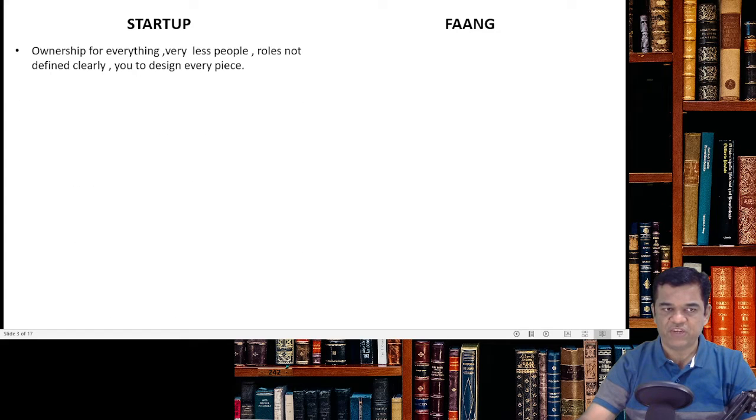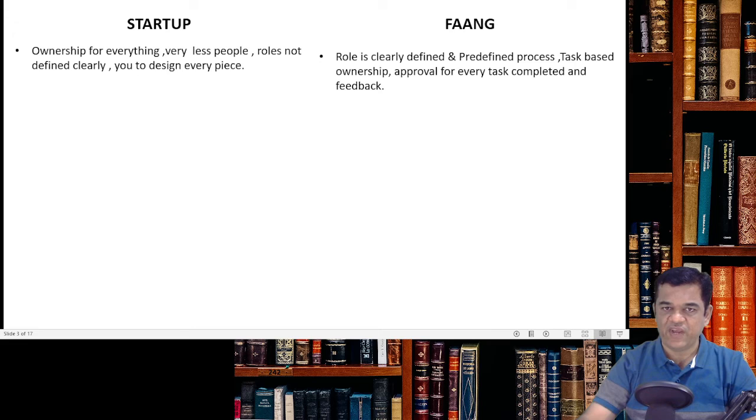So the first one is ownership for everything. In startup, you have to take ownership for everything. Very less people are there. Roles not clearly defined. You have to design every piece of what the startup is trying to make. Whereas in FAANG, the role is clearly defined and you have predefined task-based processes. You have to take the task-based ownership and you have to take approval for every task and provide the feedback.